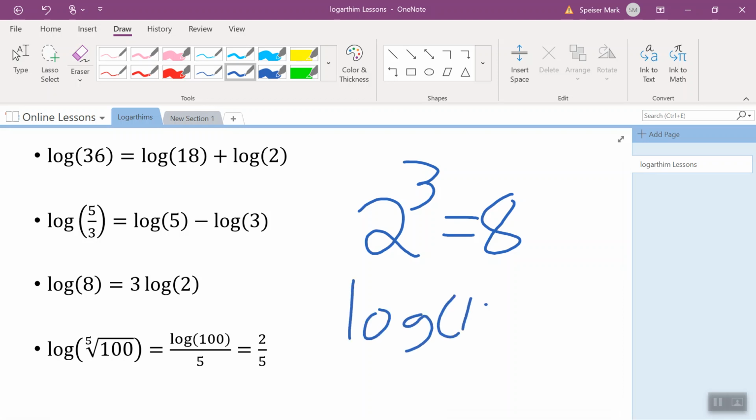equals 2, because, as I mentioned before, to find the log in base 10 of a number, just count the number of zeros. In this case, it's 2. So the log of 100 is 2. And the log of the 5th root of 100 is 2/5.